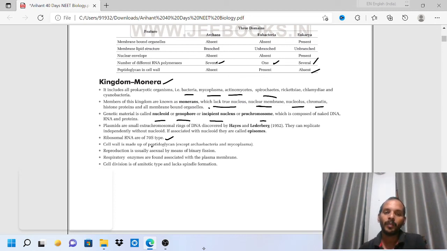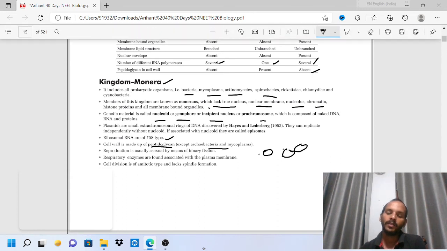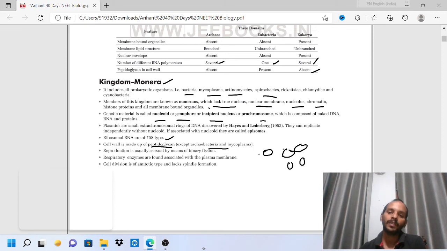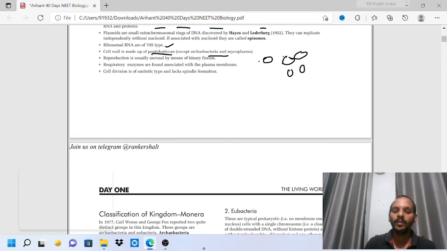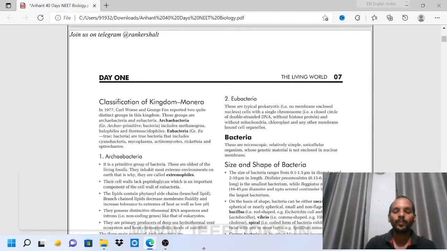The cell wall is made up of peptidoglycan, except in archaebacteria and mycoplasma. Reproduction is asexual by means of binary fission. Binary fission means their body will divide. Suppose this is the organism, and after that their body will divide slightly like this. After that the body will get separated here. So these are the types of binary fission. First the nucleus will divide, and the cell divides with its help. So that is the type of reproduction.